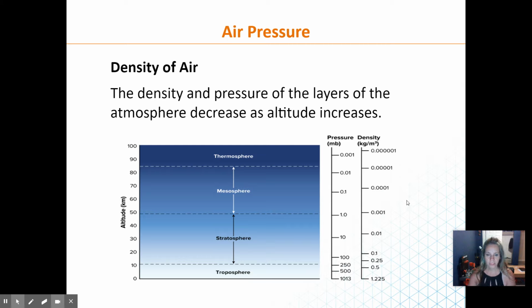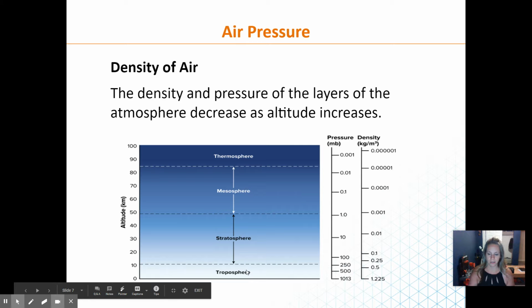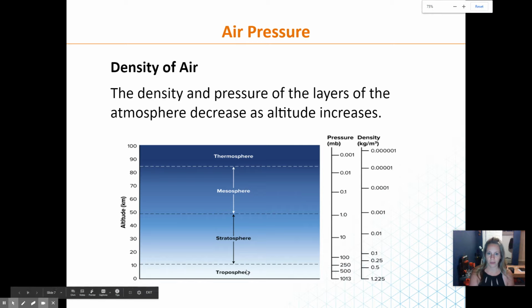All right, so if we look at the density of the air, like I mentioned, the troposphere is going to have the most density. And so that's where you'll have the most air pushing down on you. So here's our troposphere, and then here are our different layers. We've got troposphere, stratosphere, mesosphere, thermosphere. So here's where we are, just a review from yesterday. Remember, all the weather and everything occurs here.